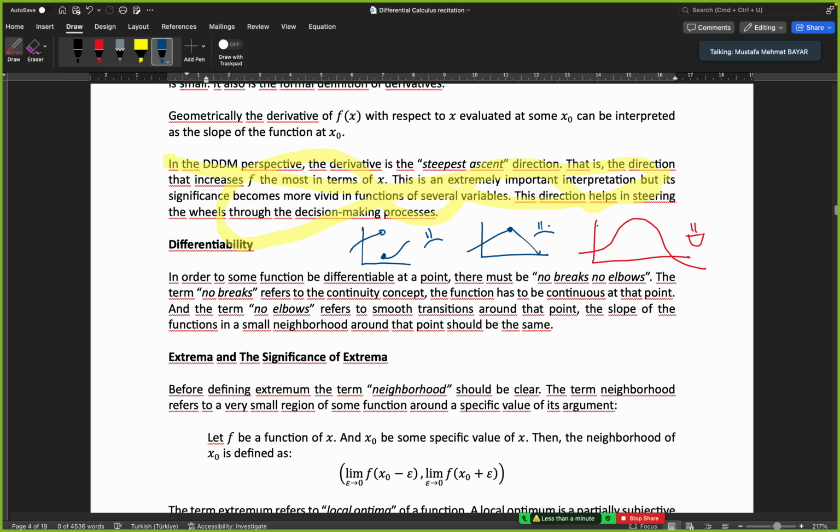Is it clear up to now? Do you have any questions about data-driven decision-making, functions, relations, or differentiability? So I have to just restart the Zoom session. Our time is up.